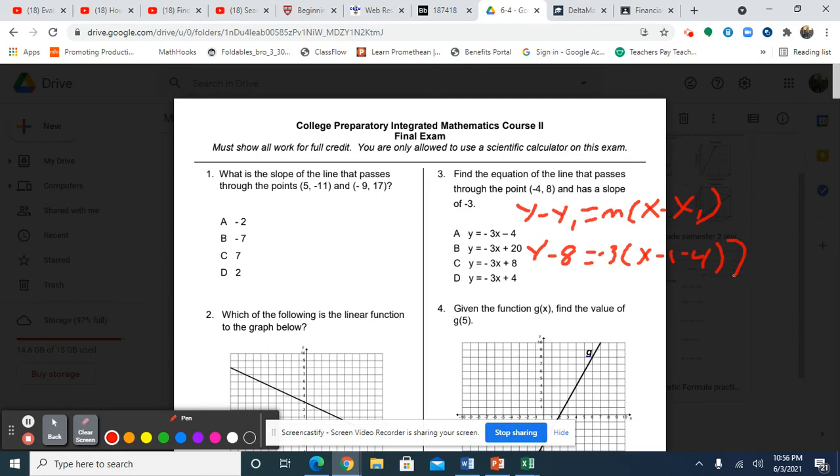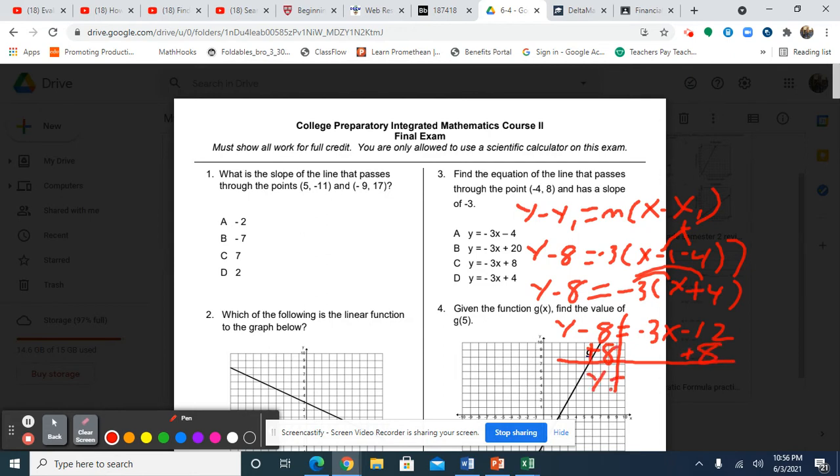And we simplify. We have minus negative 4, that becomes a positive. And then we need to distribute our slope, negative 3, into everything that is inside. So we have negative 3x minus 12. And then we're going to solve for y by adding 8 on both sides. So y is going to be negative 3x minus 4. That's negative 12 plus 8. So our answer is A.